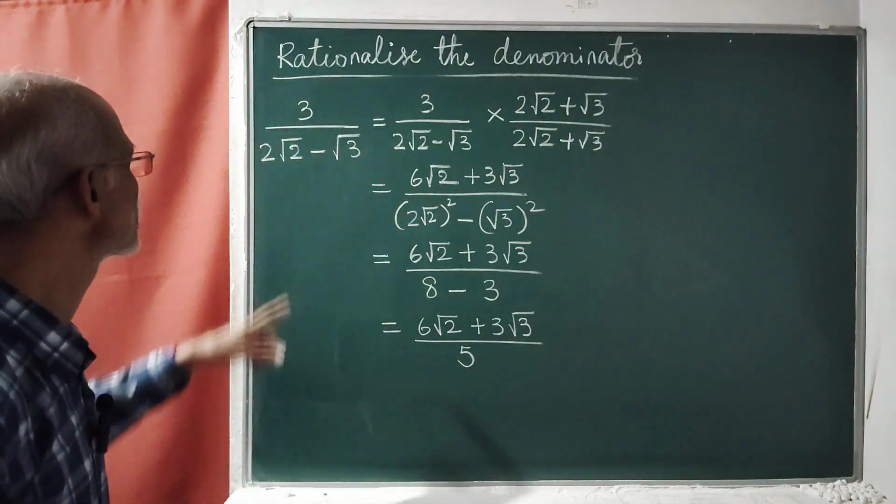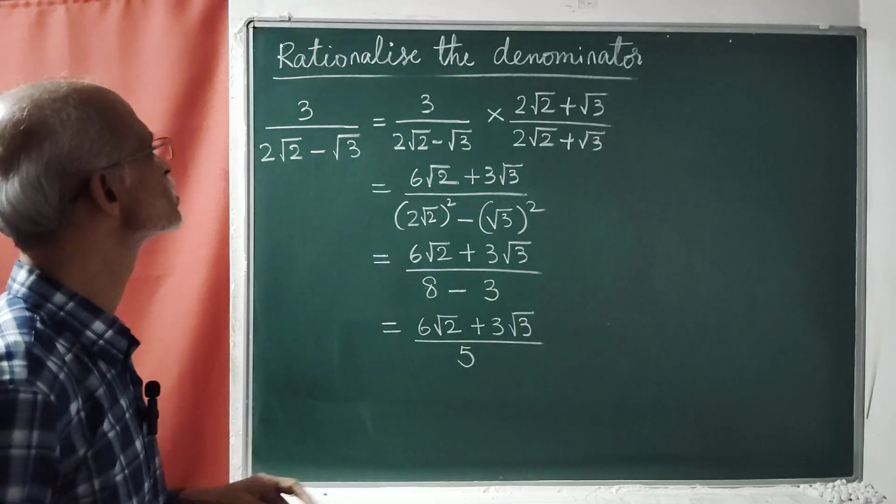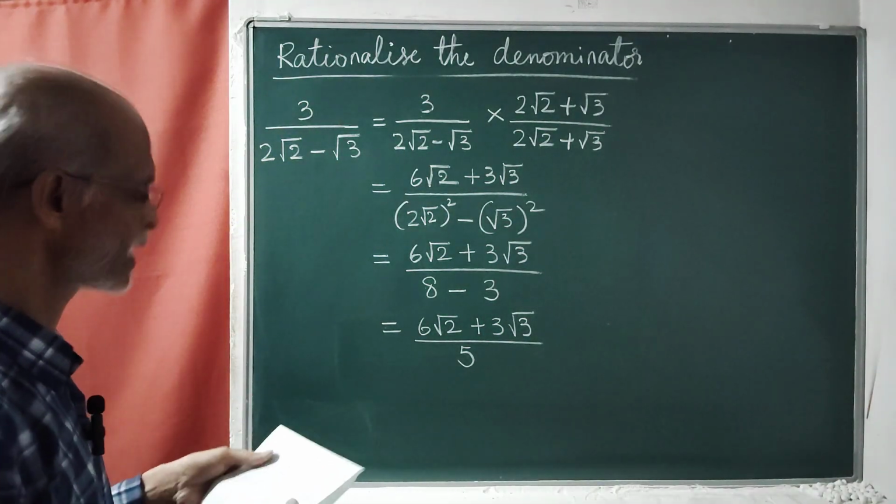So you can see here the root symbols have vanished. This is called rationalizing the denominator.